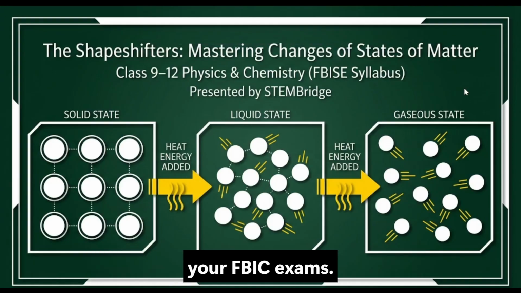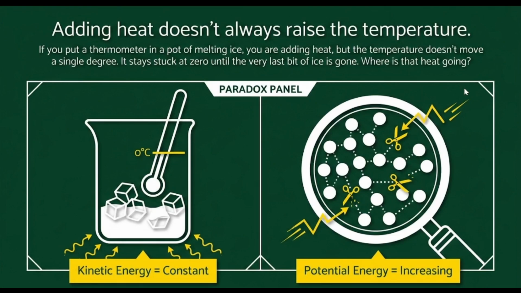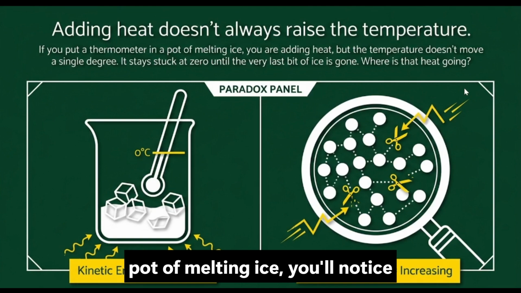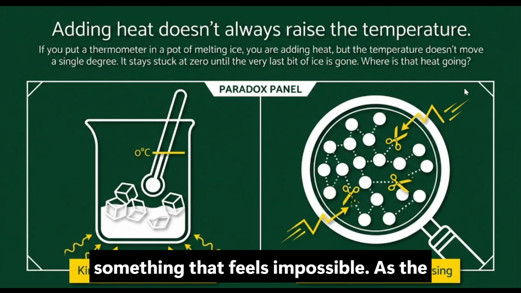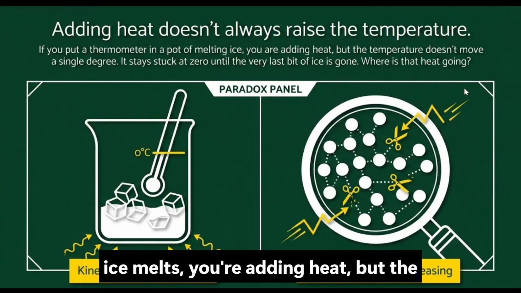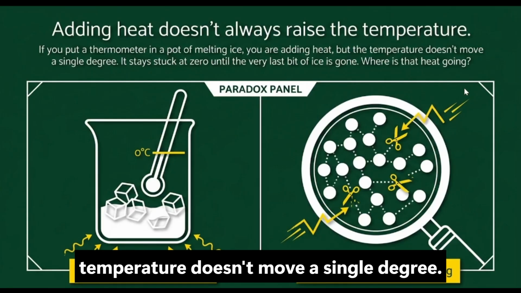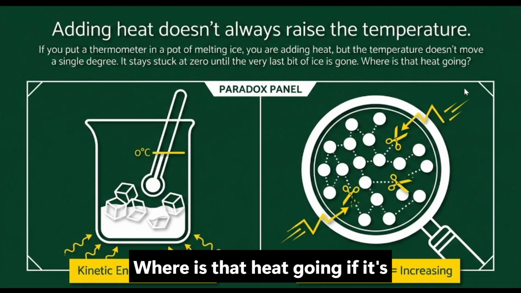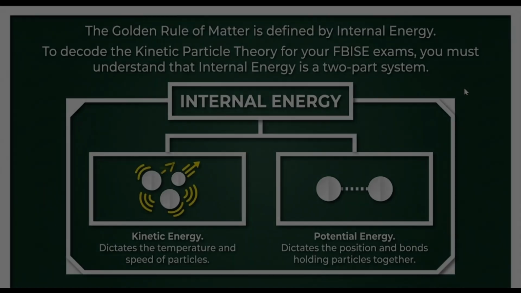for your FBISE exams. If you put a thermometer in a pot of melting ice, you'll notice something that feels impossible. As the ice melts, you're adding heat, but the temperature doesn't move a single degree. It stays stuck at zero until the very last bit of ice is gone. Where is that heat going if it's not making the water hotter?